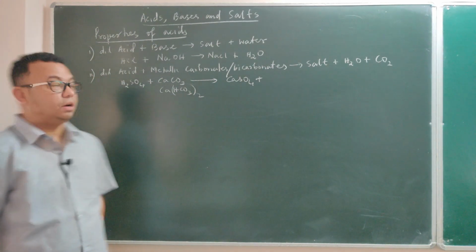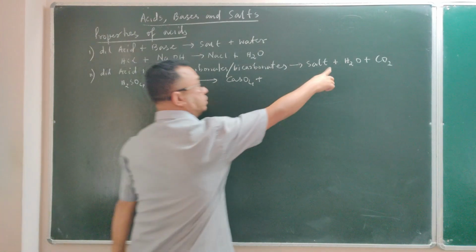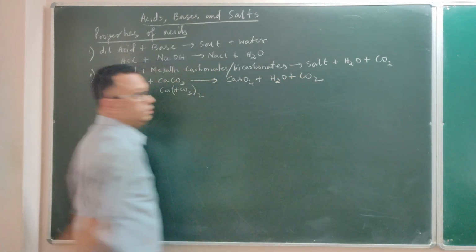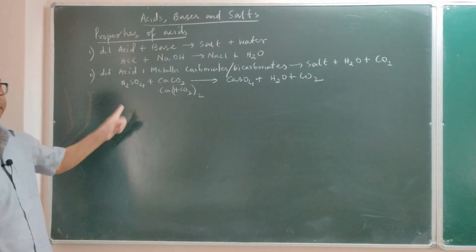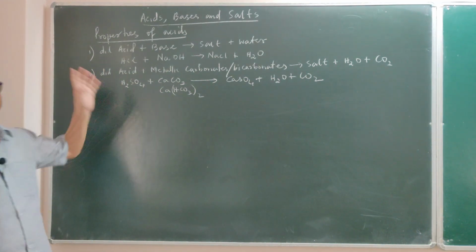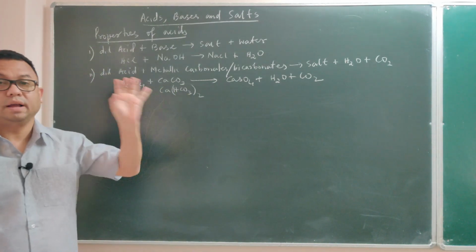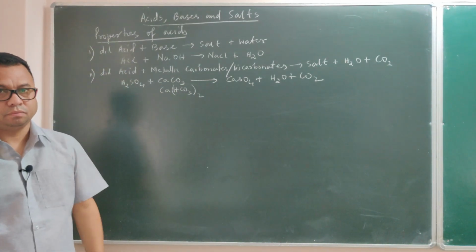Here you can see a salt plus the other two is what is fixed, water and carbon dioxide. So water plus carbon dioxide. This is the second property of acid. So acid will react with metallic carbonates and bicarbonate to give you salt, water and carbon dioxide.